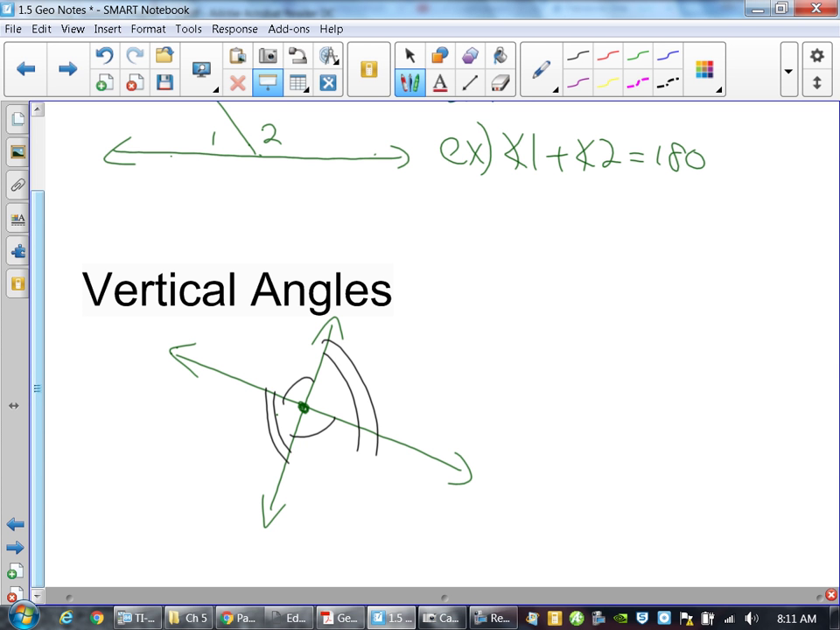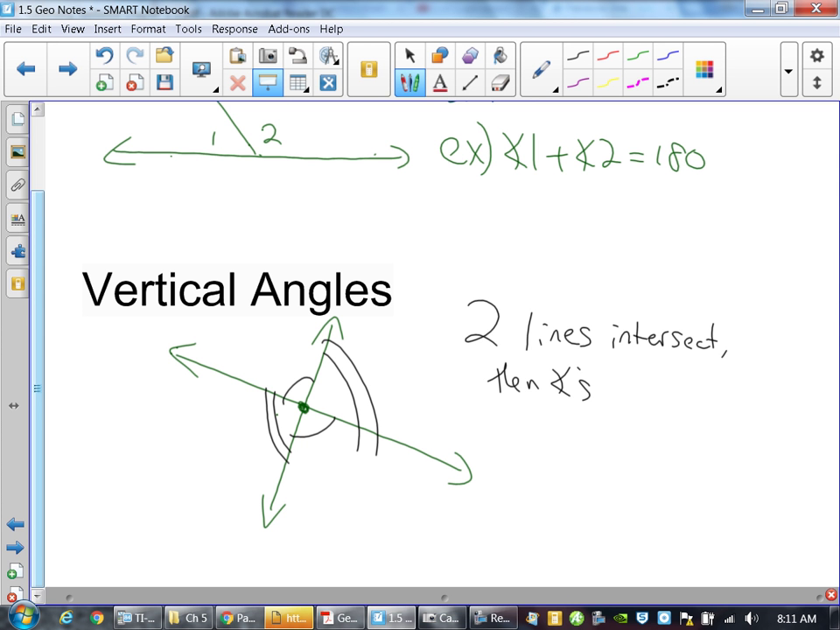So vertical angles are basically opposite angles across from one another, and they are going to be the same. Does that make sense? Yes, sir. When two lines intersect, then angles.